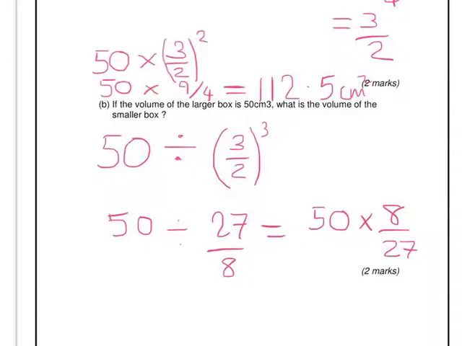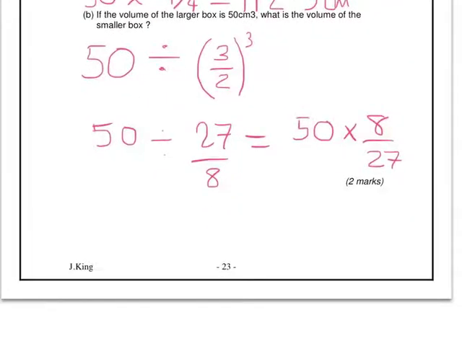This seems like quite a complicated question for a non-calculator paper, so it is possible that it's been made up with a question from a calculator paper. But 50 times 8 divided by 27 is actually equal to 14.81. Okay, so that would be the answer.